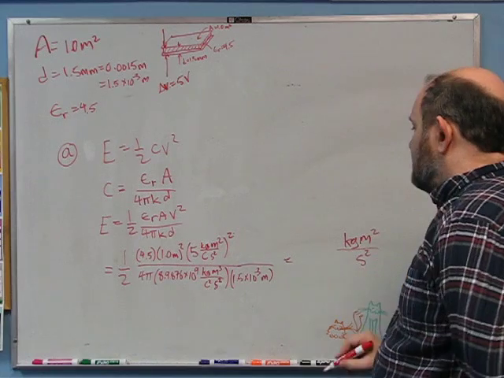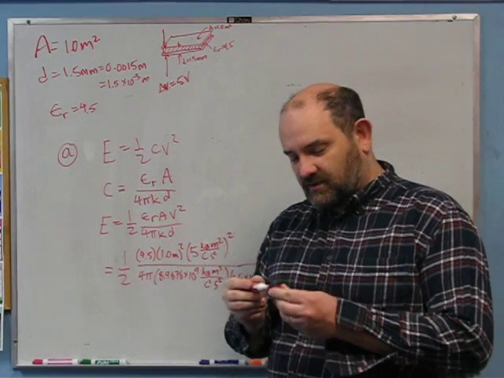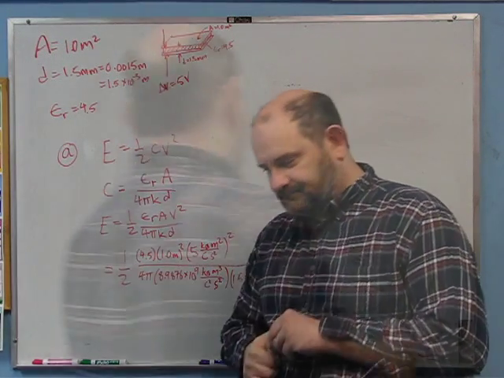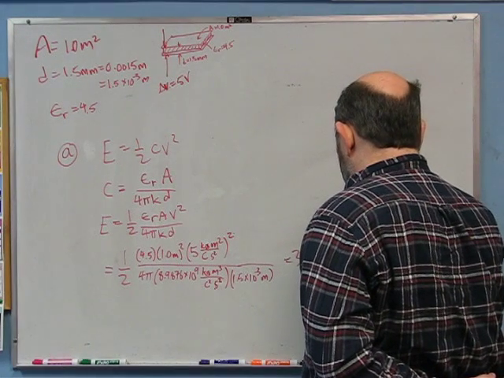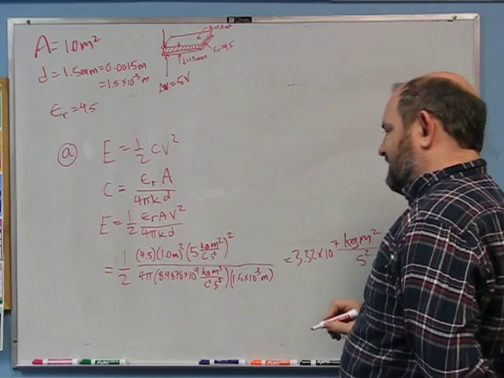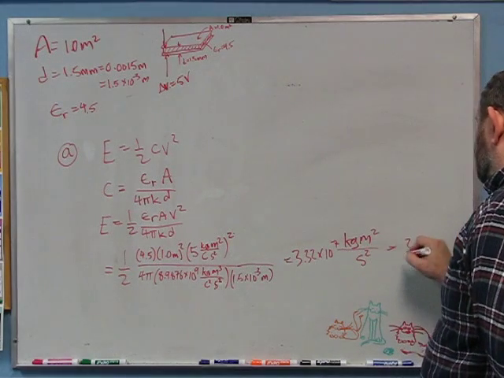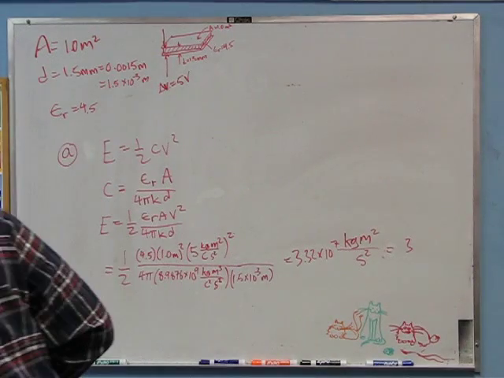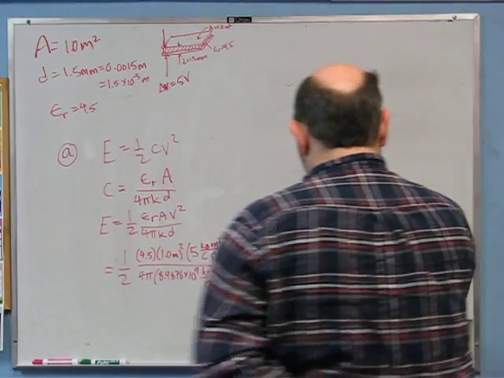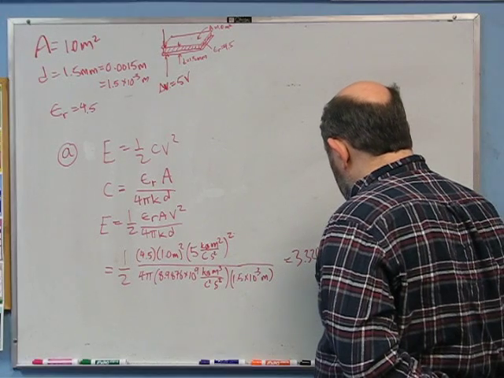Hey, look, that's a joule. So good, the units are going to work right. Now it's just a matter of putting the numbers into the calculator. And the result I get is 3.32 times 10 to the minus 7. Although really I only have 2 sig figs, but if you want to keep an extra digit, which you should always want to keep, this is 3.320 times 10 to the minus 7.